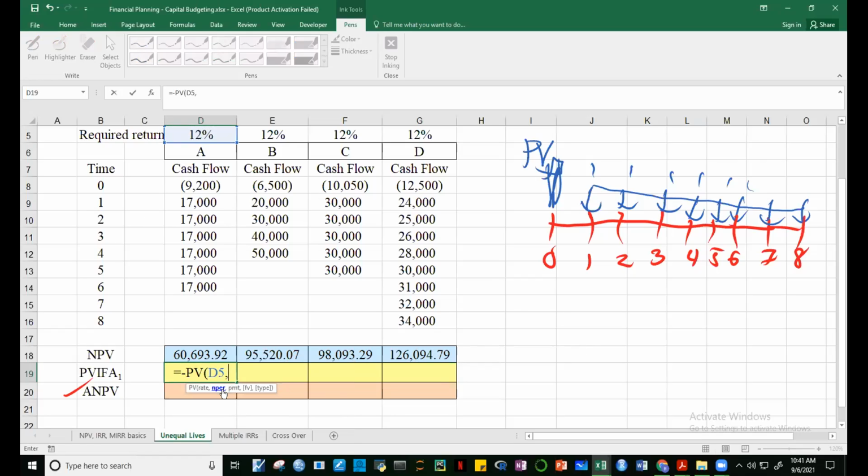N per natin, guys, is, what's our N per? Ano N per natin? So magkakaiba sila, di ba? Magkakaiba. So paano kaya? What do we do, guys? Ilang years to? Yung A, 6, di ba? Si B, ang cash flows natin dito, 4 years. Ito, 5 years. Ito, 8 years.